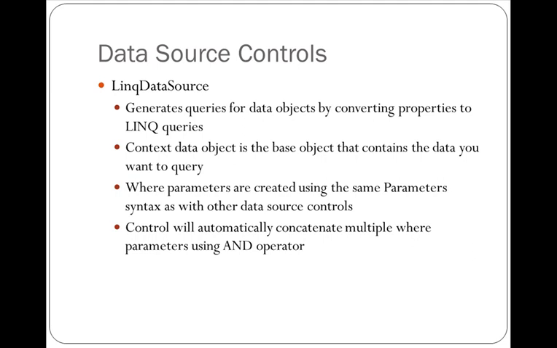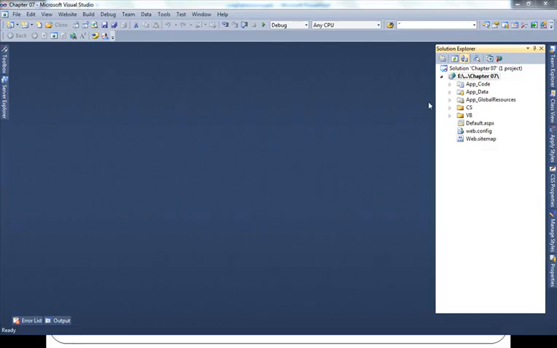The LINQ data source actually generates queries for data objects in your application by converting its property strings into LINQ queries. Now, one really cool thing about this is you could actually use this LINQ data source to query collections. So it's not just limited to databases, but collections as well, or arrays, if you will, which are nothing more than collections. Okay, we're going to take a look at an example of creating one of these LINQ data sources.